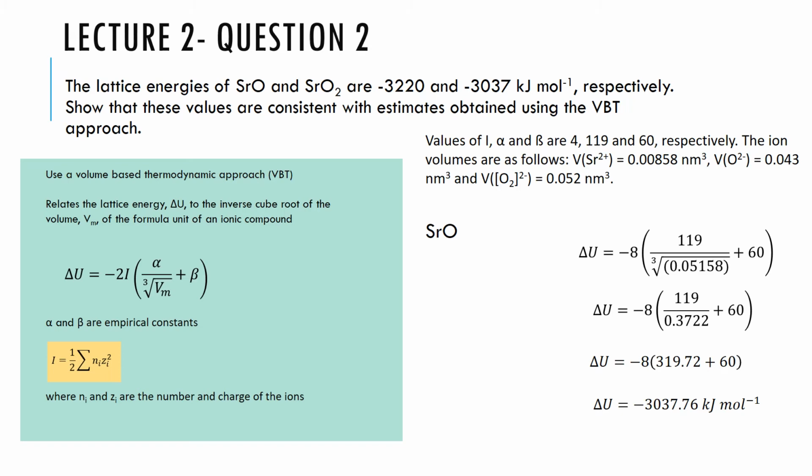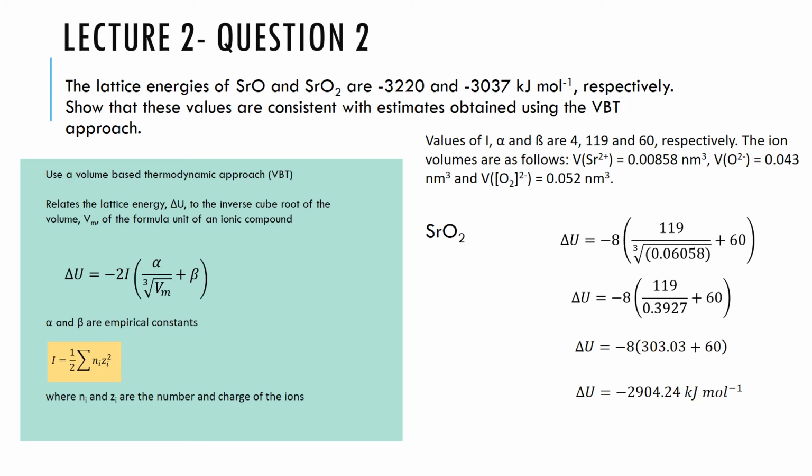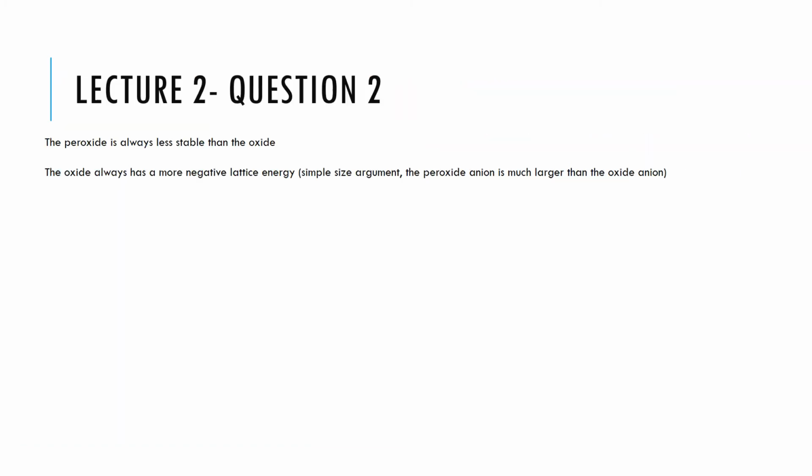So that's the calculated lattice energy of SrO. And coincidentally, the theoretically calculated one is exactly the same as that for SrO2, but we'll speak about that in a moment. I can do exactly the same for SrO2, and feed in the numbers there to get the lattice energy for SrO2, and the theoretically determined lattice energy there is 2904.24 kilojoules per mole.